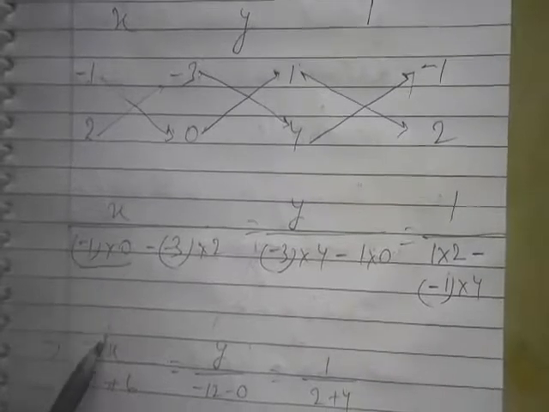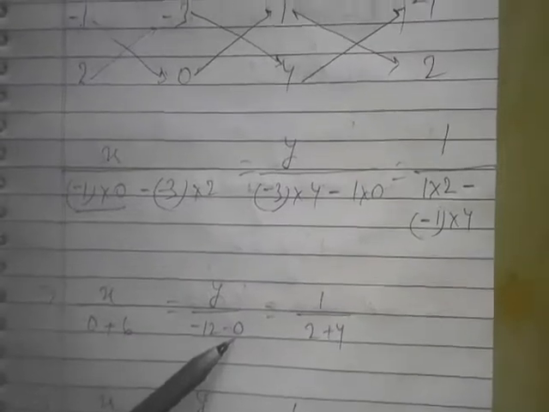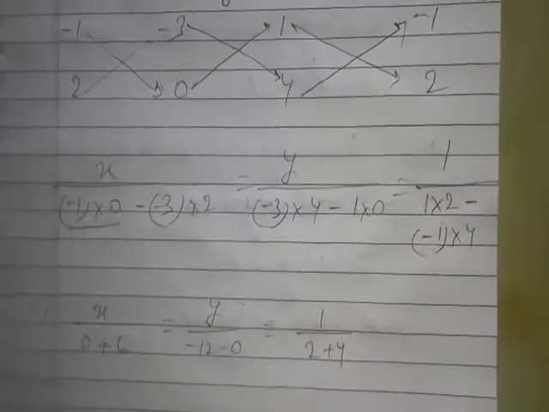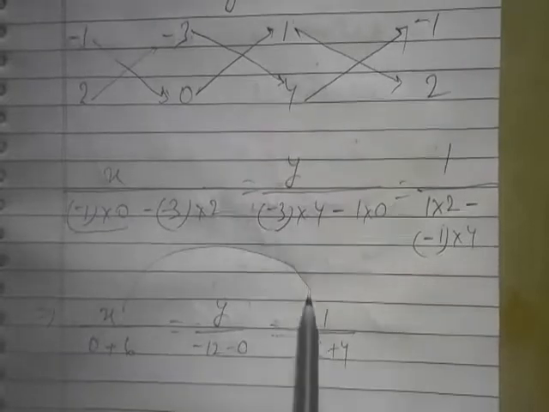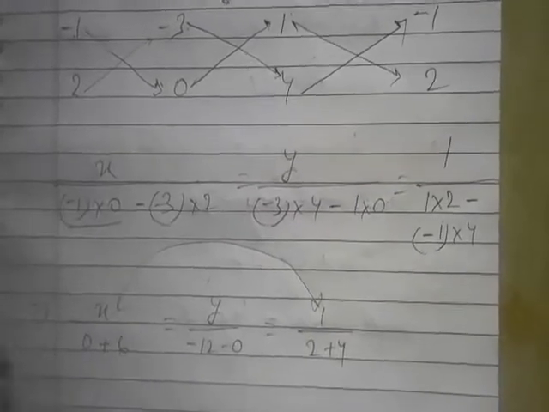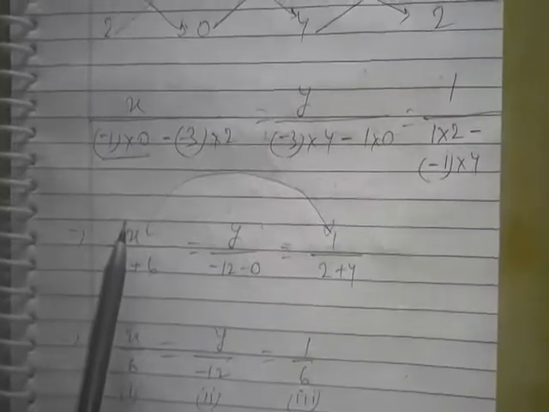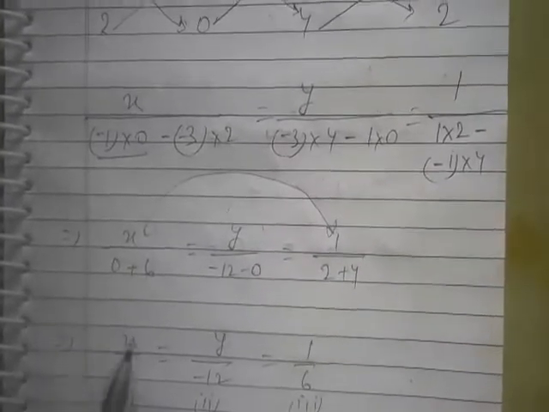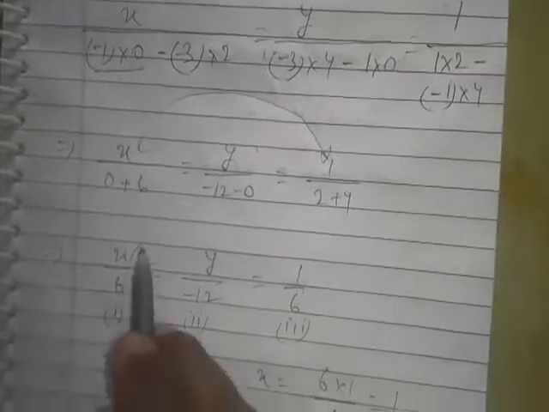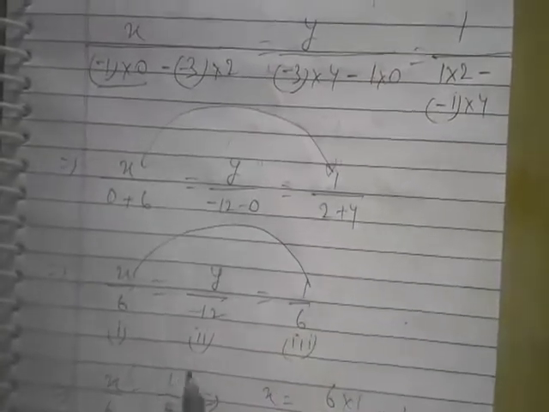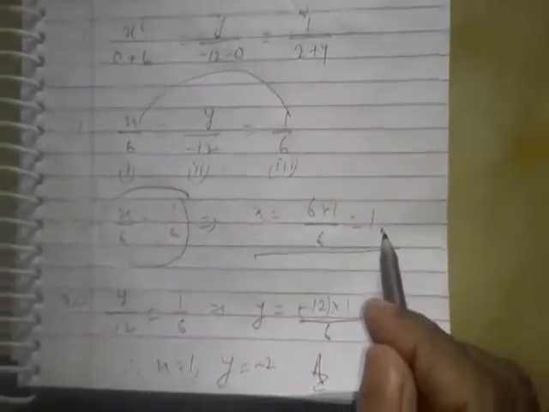Now this simplification will give us x by 0 plus 6, y by minus 12 minus 0, and 1 by 2 plus 4. All these fractions are equal. We have made equal fractions over here. Now when all fractions are equal, we will take the first fraction and the third fraction to get the value of one variable, x. Now we will take x by 6 and 1 by 6 together, we get x is equal to 6 by 6 equals 1.